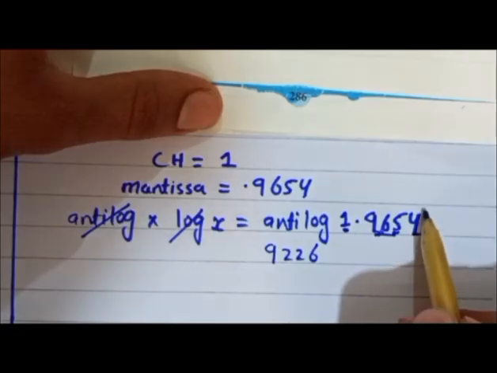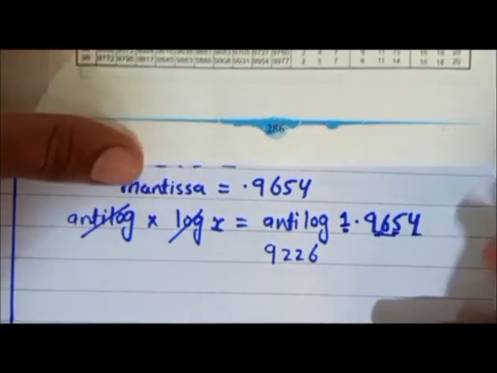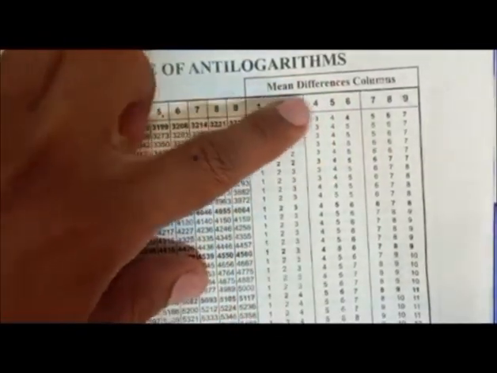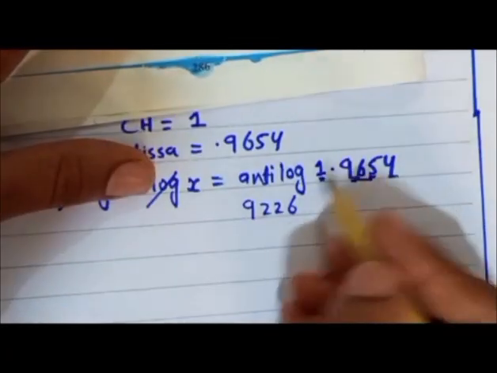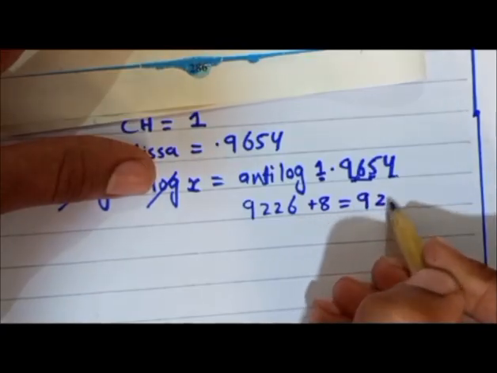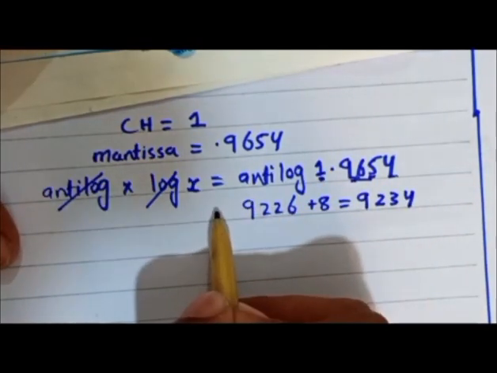This is for the mean difference column. So now I will find 0.96 and 4 in the mean difference column. This is my mean difference column. The fourth column is there, so I will find it. So for 0.96 and the fourth column, it is 8. So I will write plus 8, equal to 9234. Okay, I added them.